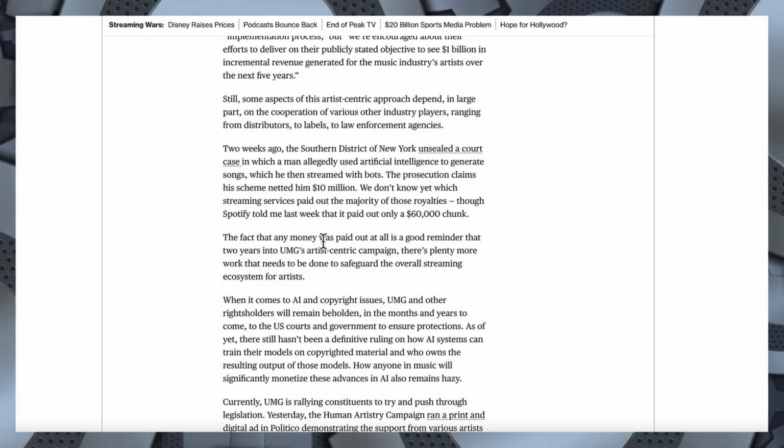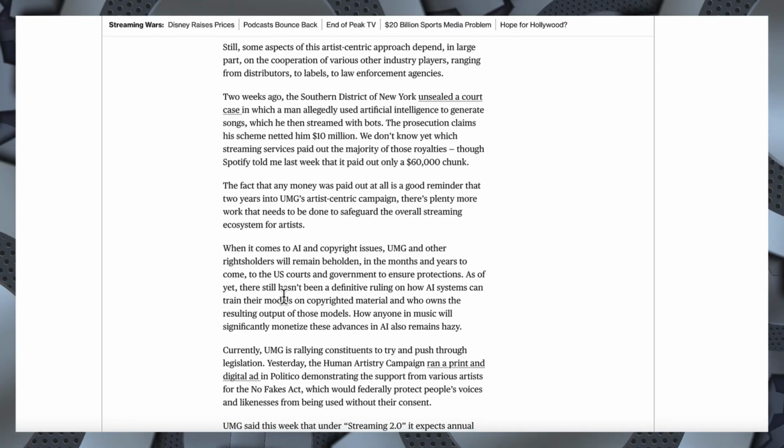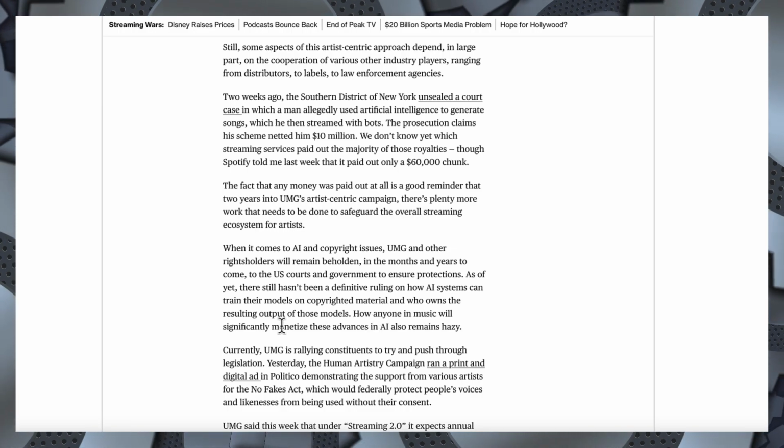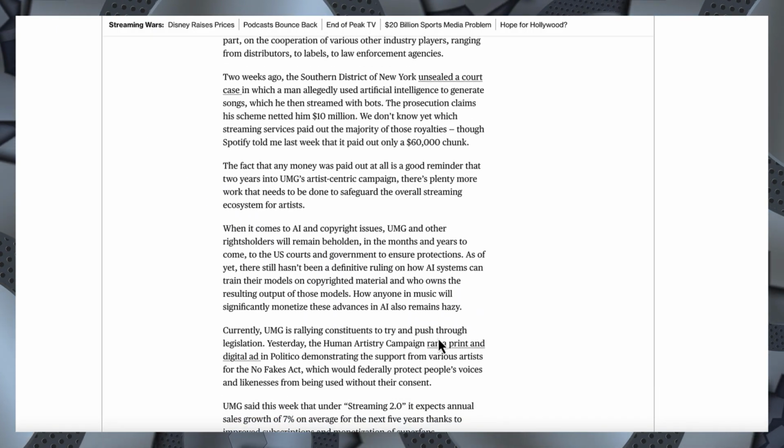The fact that any money was paid out at all is a good reminder that 2 years into UMG's artist-centric campaign, there's plenty more work that needs to be done to safeguard the overall streaming ecosystem for artists. When it comes to AI and copyright issues, UMG and other rights holders will remain beholden in the months and years to come to the U.S. courts and government to ensure protections. As of yet, there still hasn't been any definitive ruling on how AI systems can train their models on copyrighted material and who owns the resulting output of those models. How anyone in music will significantly monetize these advances in AI also remains hazy.